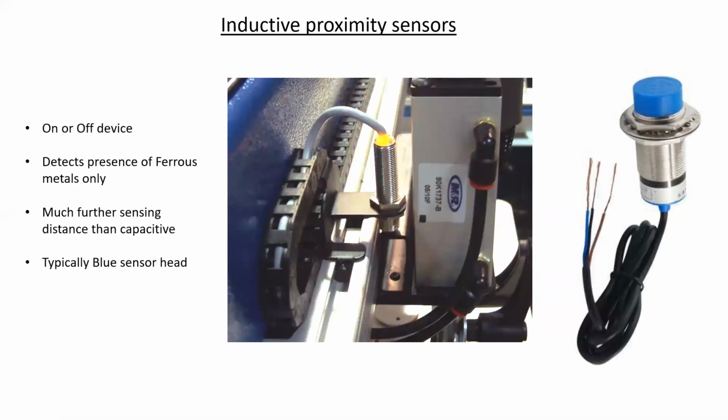Inductive proximity sensors, by contrast, are a little bit different. They're on or off, but they really only detect the presence of ferrous metals. So think of it as a metal detector. It's got a much further sensing distance than capacitive, and typically these have a blue sensor head. Now, these are far less expensive than capacitive. Capacitive are very expensive sensors when compared to an inductive proximity sensor.